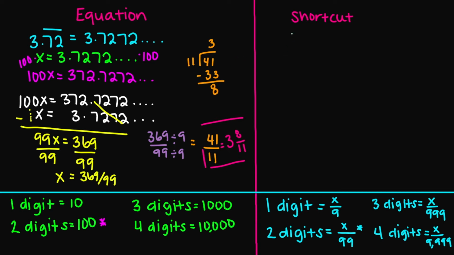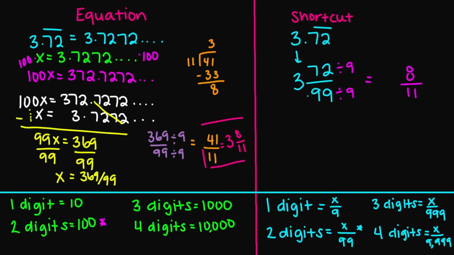Now let's look at the shortcut way. So if I did 3.72 repeating, so I have two digits that are being repeated. So my denominator is going to be 99. And then the number that's being repeated is going to be up here in my numerator. And then I'm just going to bring my 3 down like we have here. However, I can simplify my 72 over 99 because the number 9 goes into both the 72 and the 99. So 72 divided by 9, this is going to be 8. And then 99 divided by 9, this is going to be 11. And then I'm just going to bring my 3 over like we have here. So this is also going to be 3 and 8 over 11.